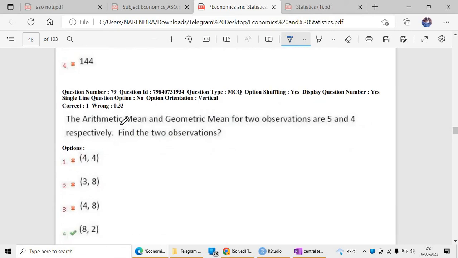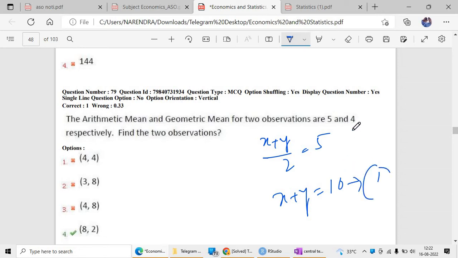Next, the arithmetic mean and geometric mean of two observations are 5 and 4 respectively. Then what are the two observations? I am assuming x and y are my two observations, so (x plus y) by 2 equals 5. This means x plus y equals 10. This is the AM, equation number 1. We have no need of all these things also; I will tell a short trick. What is the geometric mean? Square root of xy. So xy equals 16. This is equation number 2.